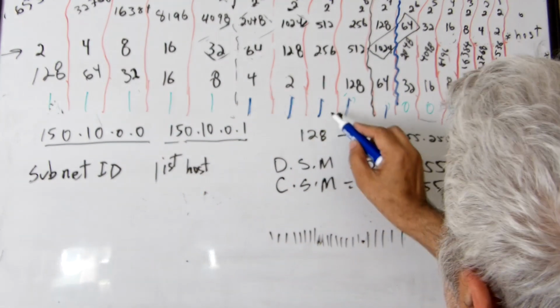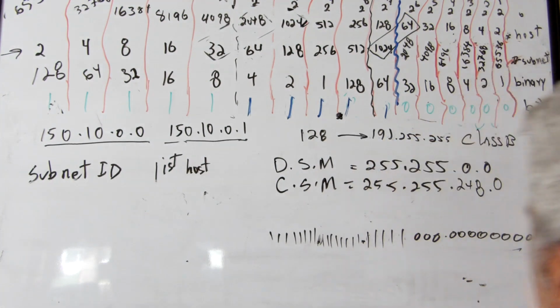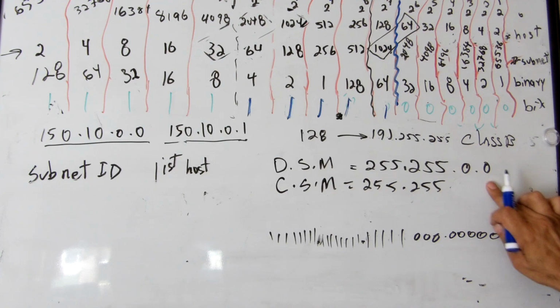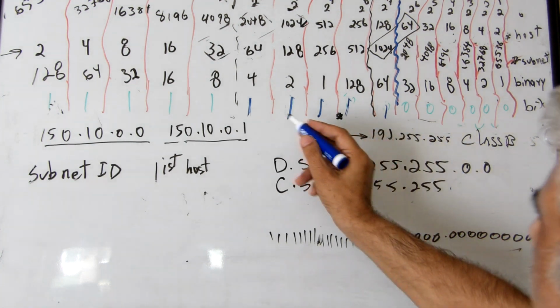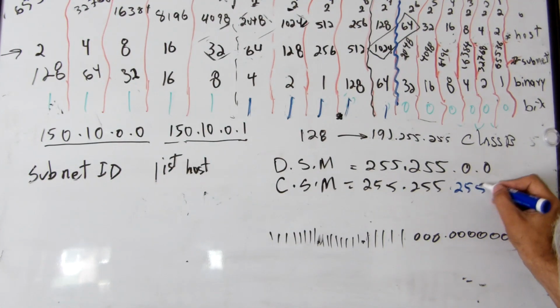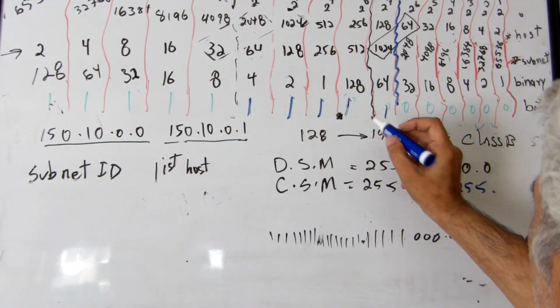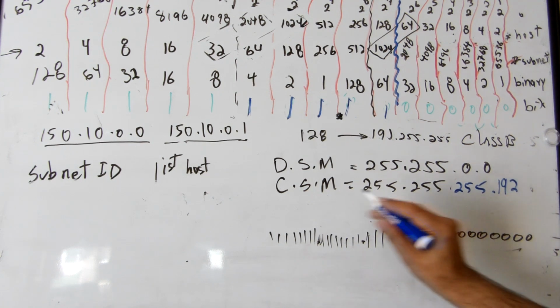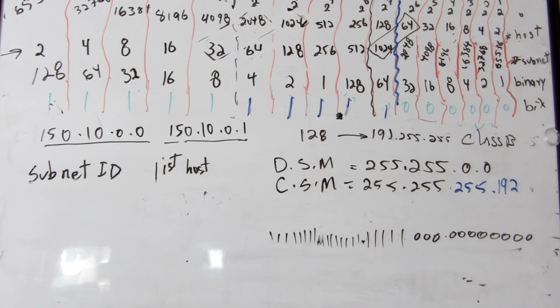There are 8 of them here, and 2 of them. So this is going to be the custom subnet mask. It's going to be all these ones here. Okay, it's going to be 255, and then there are 2 of them, 128 plus 64, which is 192. The custom subnet mask is going to be 192.